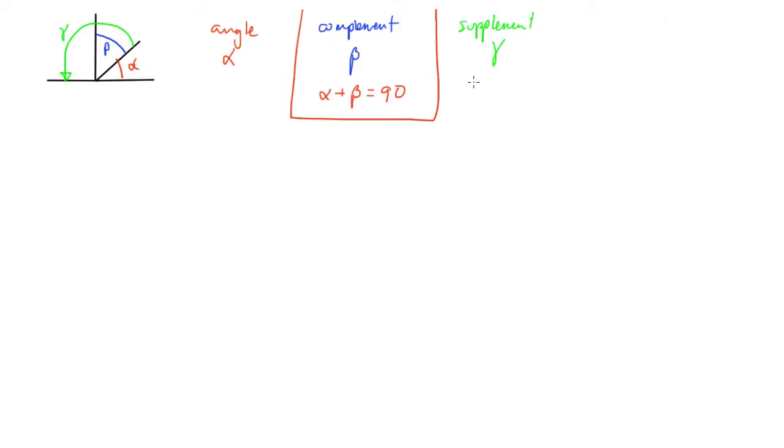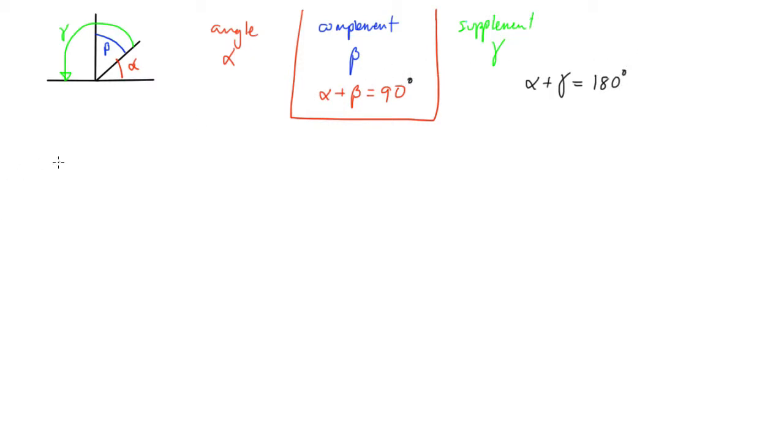Similarly, the supplement you get by looking at what angle alpha needs to add to get 180 degrees, which is the measurement of the straight line down here. So here we need alpha plus gamma to equal 180 degrees.